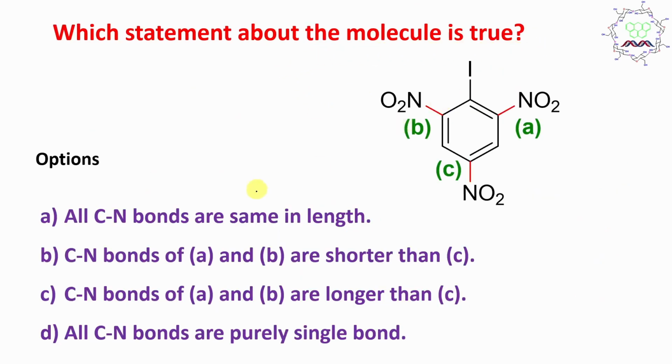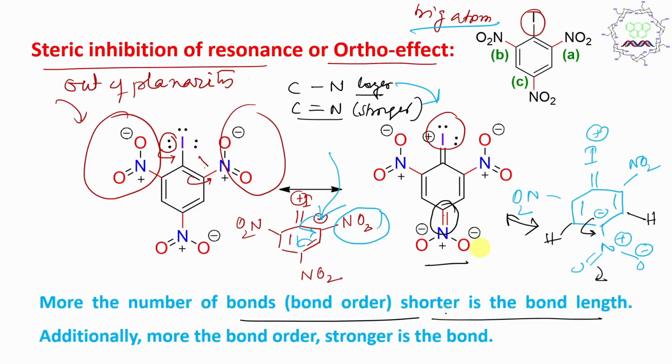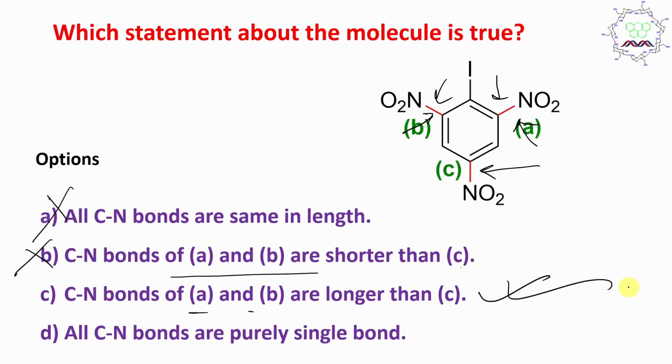Now here, what statement about this molecule is true? All CN bonds are the same length. These two versus this one, A, B, C, no, that's wrong. CN bonds of A and B are shorter than C? No, A and B are longer than C, because resonance is not possible at positions A and B due to steric inhibition of resonance. So this is the opposite statement, wrong. CN bonds of A and B are longer than C. Yes, this is right. And all CN bonds are purely single bonds. This is not true, because a while ago I showed this canonical form, which results in partial CN double bonds. So all being purely single bonds, I cannot say that. So this is wrong. So option C is the right answer.